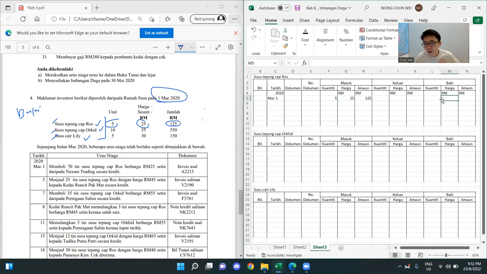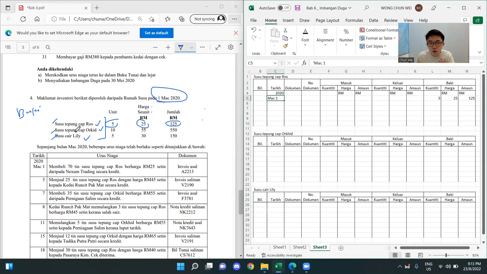So now, what is the baki? So the baki will be 5. Eh, sorry, why am I putting masuk? Should be here, yeah. 5, 25, 125, because you already got the baki column for you, right? So in your baki here, you add 5 unit, 25 ringgit setiap unit, and then amount 125. Why can't I put in masuk? Because masuk is for beli. When you beli, then only put it here. But now kita tak ada beli, right? Kita punya baki saja, so you put it here.